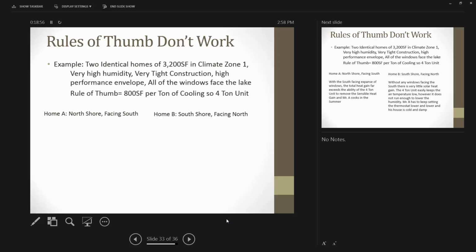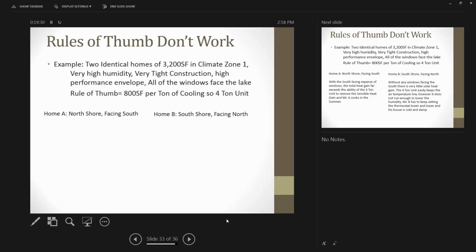There are a lot of rules of thumb in the industry, and most of them don't work. For years and years, the rule of thumb for cooling was you need 1 ton for every 800 square feet of house. And for the better part of 20 years, I listened to heating contractors talk in that manner. I'll give you a quick example of why it doesn't work.